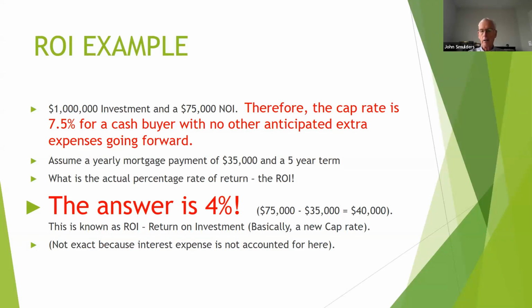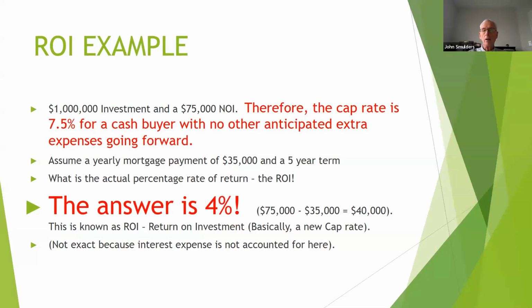We had a $75,000 NOI, right? Now there's a mortgage payment, a yearly payment of $35,000. So now your real NOI for your buyer is $40,000. That's 4%. This is known as return on investment. Basically, if you want to look at it, it's a new cap rate, but it's not the cap rate because the risk is still 7.5%. Okay, so you always have to go back to risk when you're talking about cap rates.